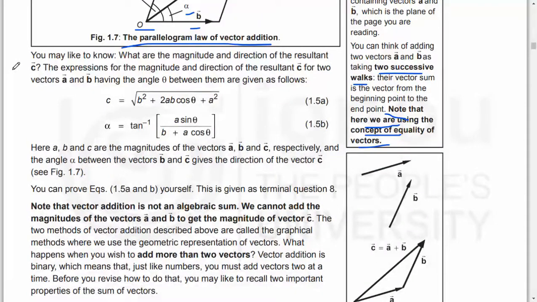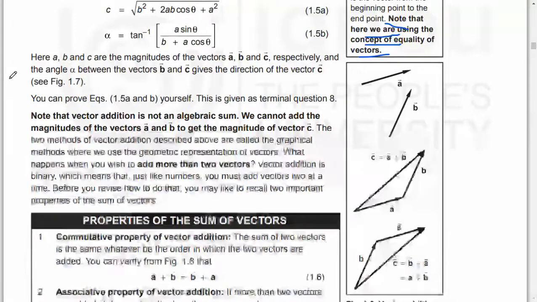You may like to know what the magnitude and direction of the resultant vector are. The expressions for the magnitude and direction of the resultant vector for two vectors A and B having the angle theta between them are given as follows. C equals root over A square plus 2AB cos theta plus B square. Alpha is equal to tan inverse of B sin theta by A plus B cos theta. Here A, B and C are the magnitudes of the vectors A, B and C respectively, and the angle alpha between the vectors A and C gives the direction of the vector C. See figure. You can prove equations A and B yourself. This is given in terminal question 8.